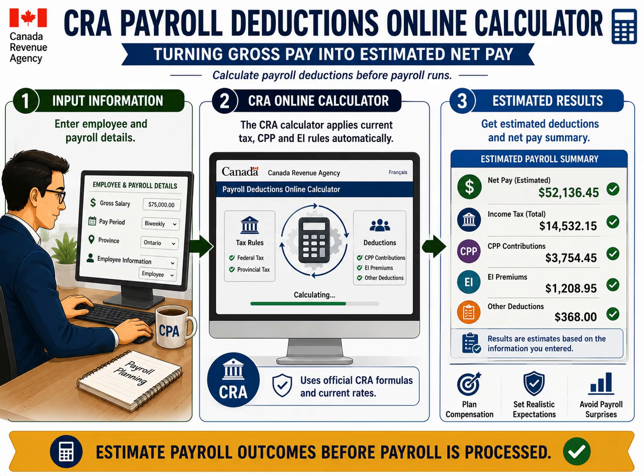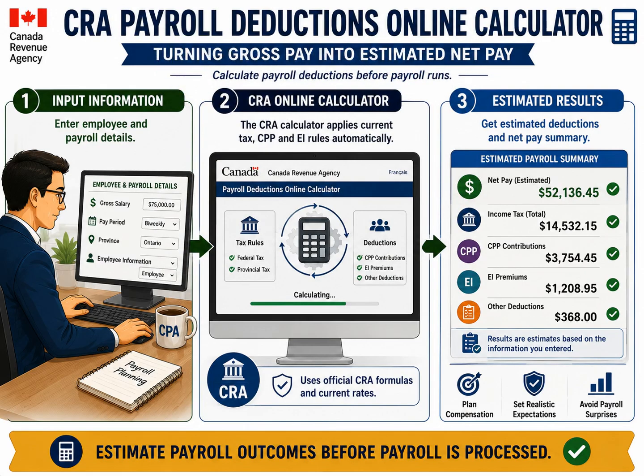The calculator essentially answers an important question. If this payroll amount is processed, what will the likely deductions and net pay be? That question is at the heart of effective payroll planning. Now let's look at the results shown on the right side of the slide. After the calculation is complete, the calculator provides an estimated payroll summary. This includes estimated net pay, estimated income tax deductions, CPP contributions, and other payroll-related deductions.